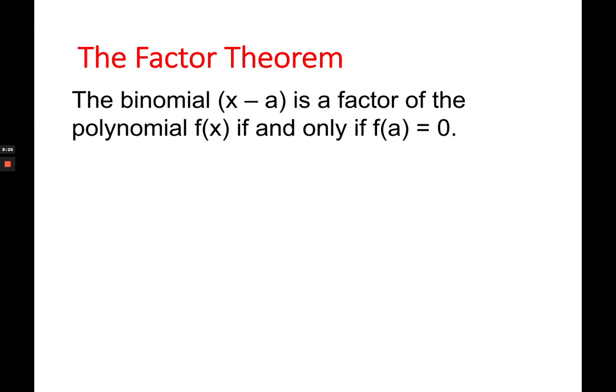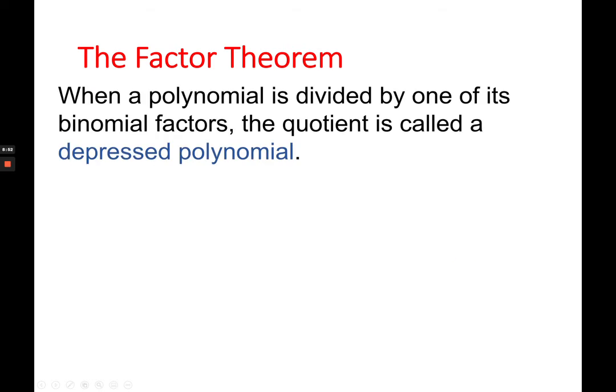In the sense of algebra, the binomial x minus a is a factor of a polynomial f of x only if your synthetic substitution does not have a remainder, which results to 0. It does not end to a number but 0. Therefore, x minus a is a factor of the polynomial. Now, when a polynomial is divided by one of its binomial factors, the quotient is called a depressed polynomial. I'll show you what a depressed polynomial is in a bit.